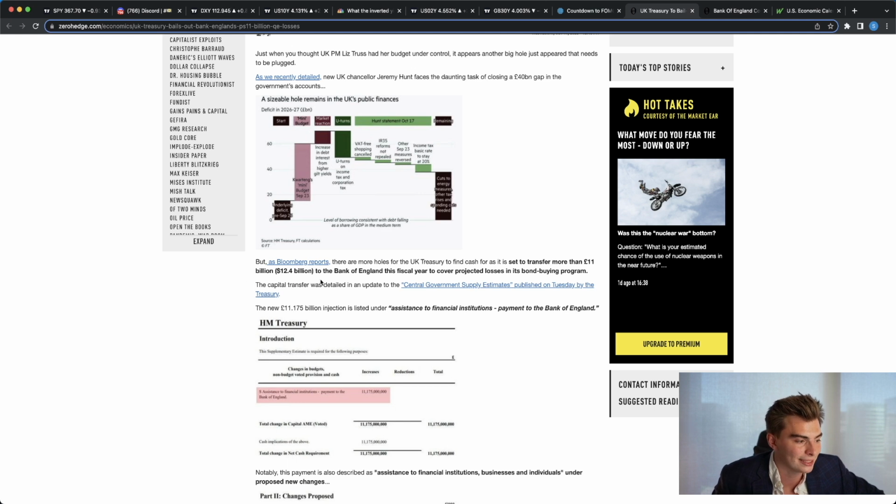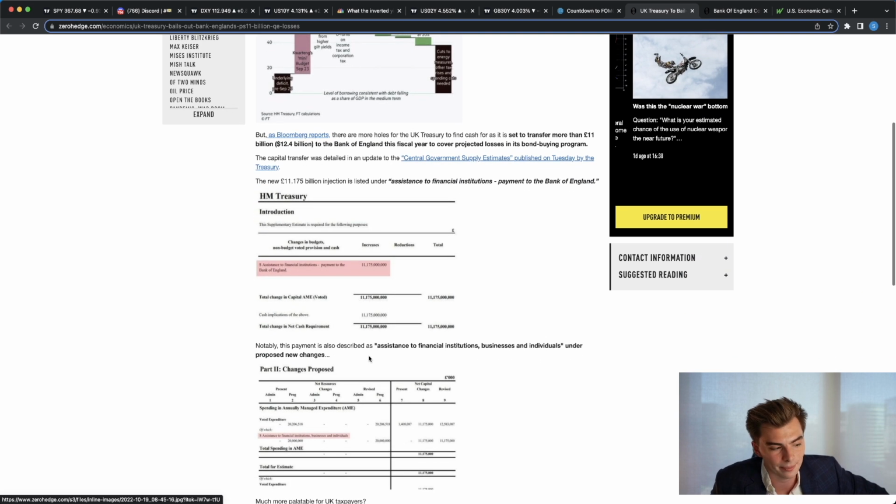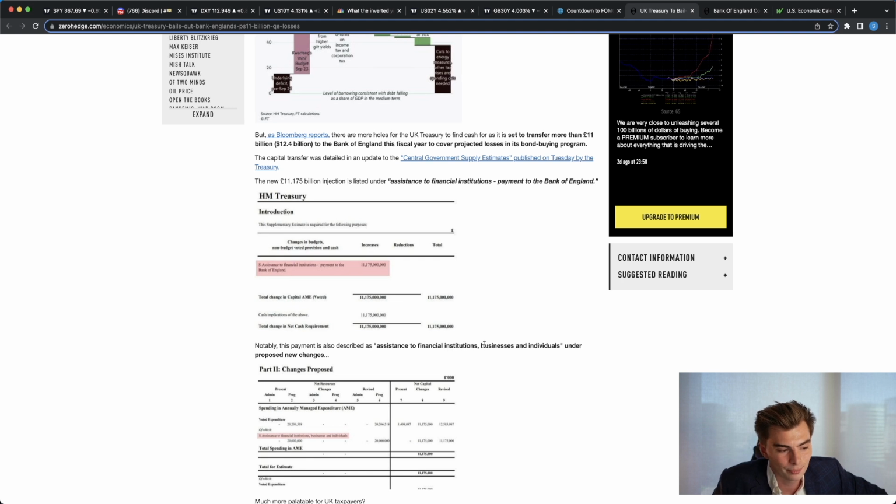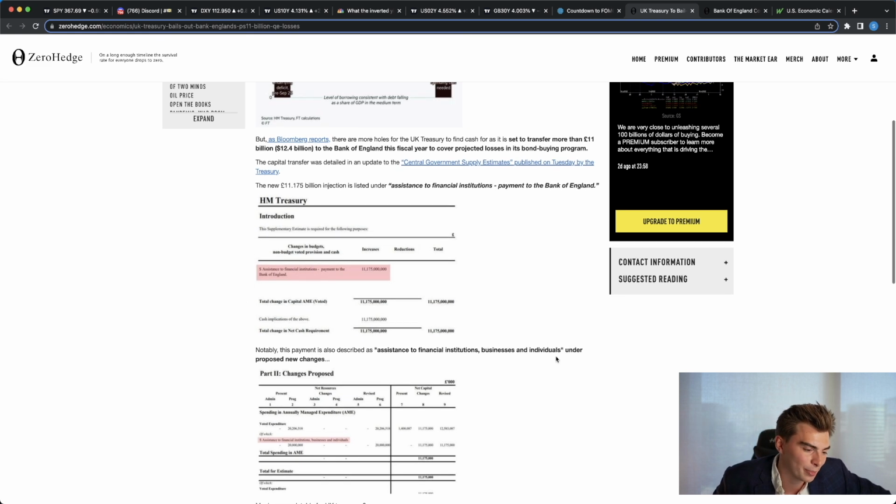The capital transfer was detailed in an update here, and it was actually listed under Assistance to Financial Institutions, Payment to the Bank of England. Notably, this payment is also described as Assistance to Financial Institutions, Businesses, and Individuals under the proposed new changes. So they're kind of messing around with the wording of this here. Now, again, when they talk about businesses and individuals, they could be talking about the pension funds that they actually came in and tried to save. But what you have to think about here is that this situation is far from over, and we are about to get some potentially really, really high levels of volatility because of this right here.